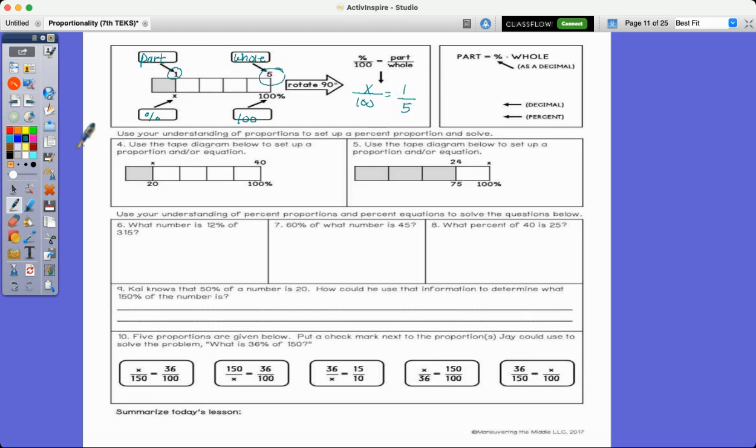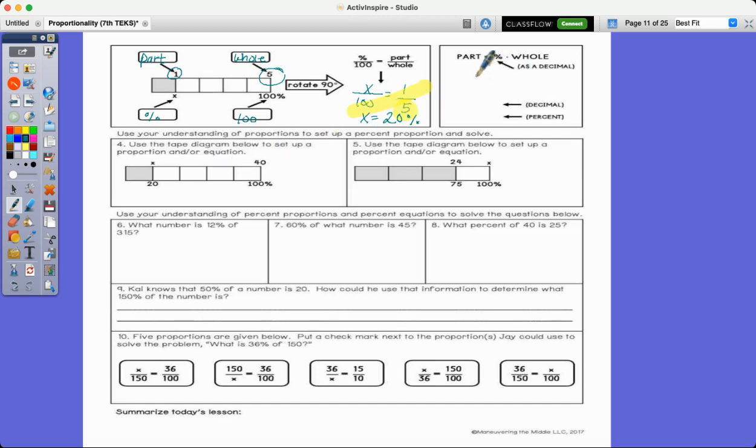And how do I solve that? Well, I hope you're all saying cross multiply and divide, because that's exactly what you do. 100 times 1 is 100, divided by 5 is 20. So I get X is 20. What is it? 20%, because that's what we were looking for.